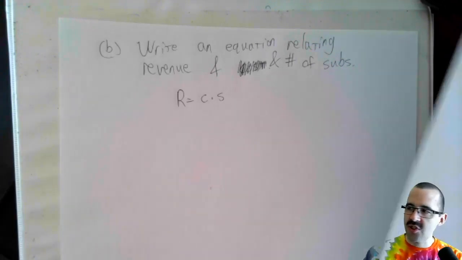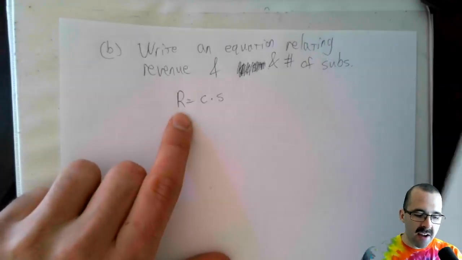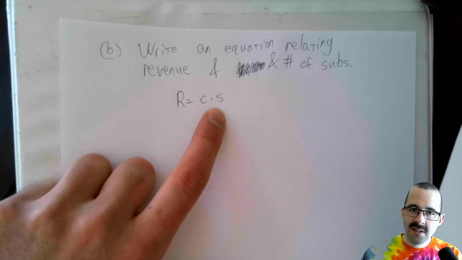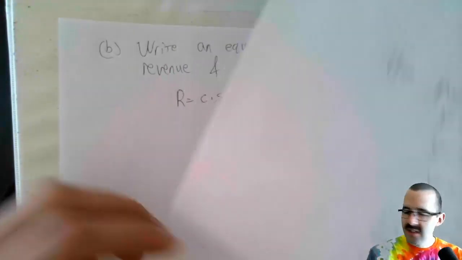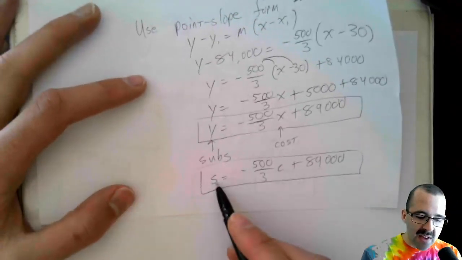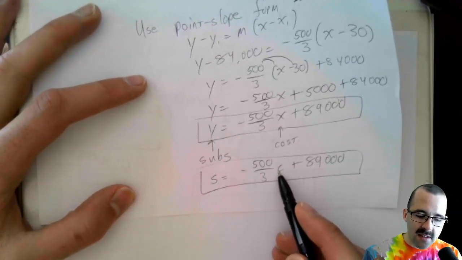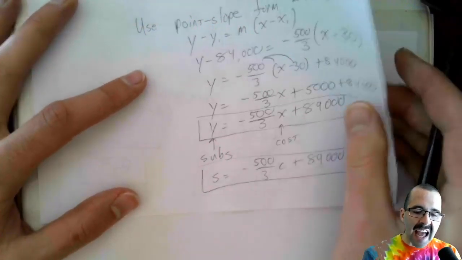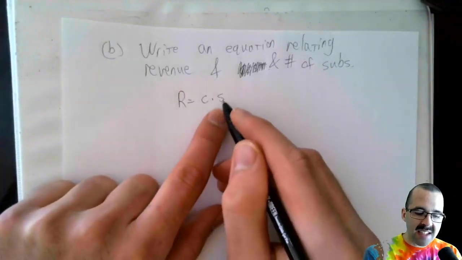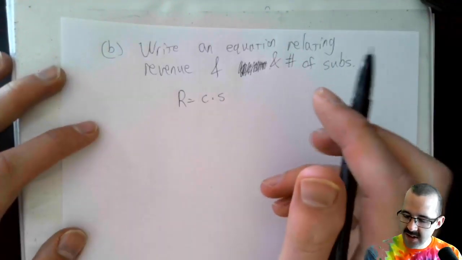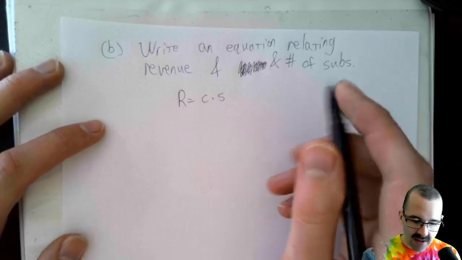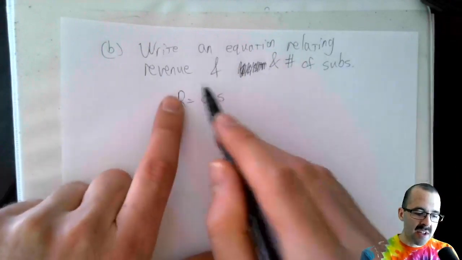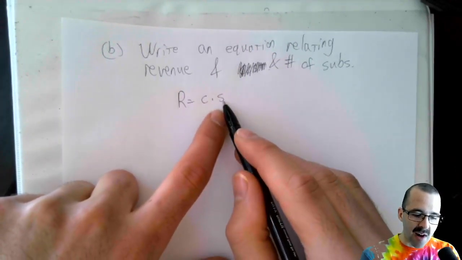Now we have a situation just like in the previous example, right? This is a function of 2 variables, the cost and the number of subscribers. But look what we just did in part A. We related the number of subscribers to the cost. We can use substitution now to turn the S into something with C's and get a quadratic equation. So again, this is an equation relating the revenue to the cost and the subscribers.